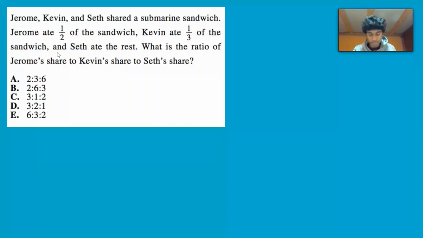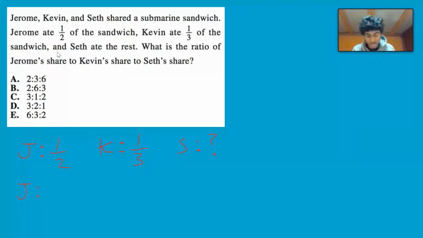Okay, so we are given that Jerome ate 1/2 of the sandwich, Kevin ate 1/3, and Seth, we know, ate the rest. We'll leave it as a question mark for now. So first, we see this 1/2 and 1/3, and we can't really accurately compare them without a common denominator. So first, we should rewrite these ratios so that they have the same common denominator.